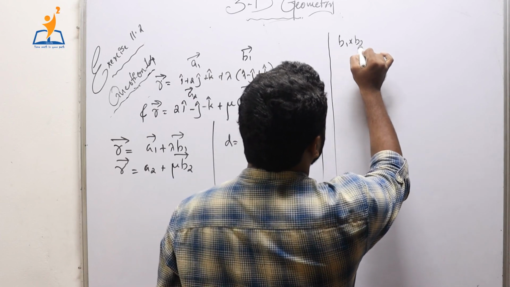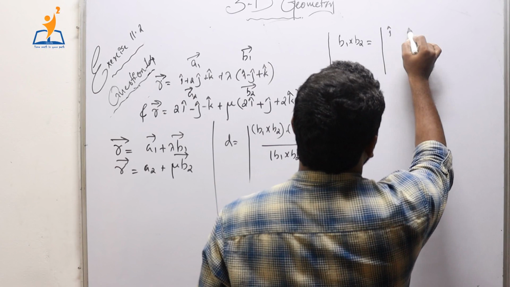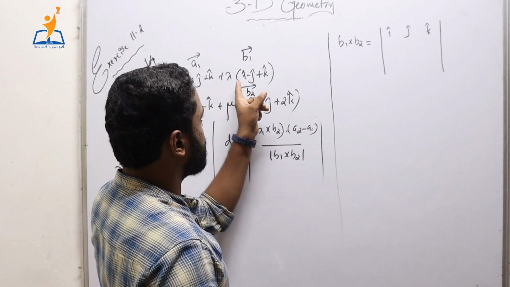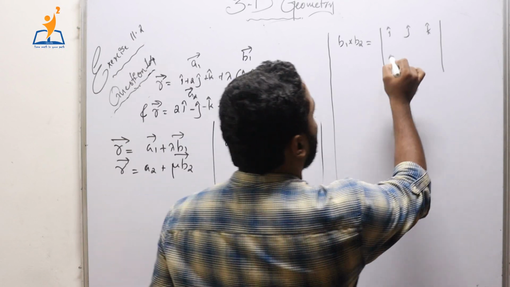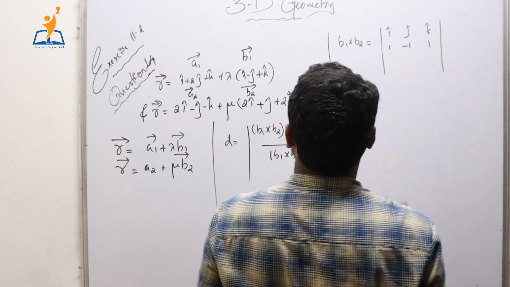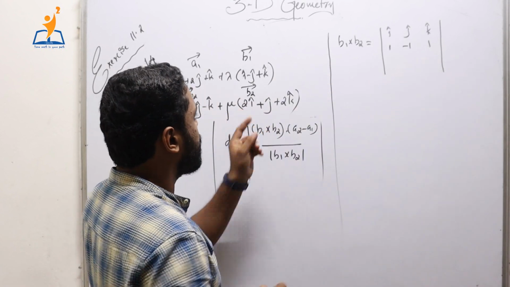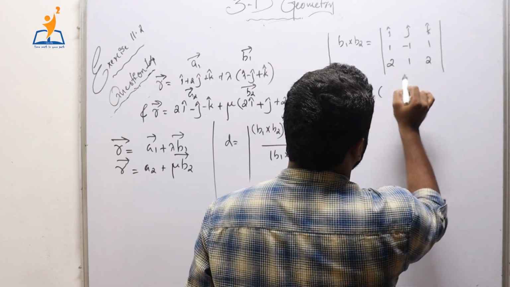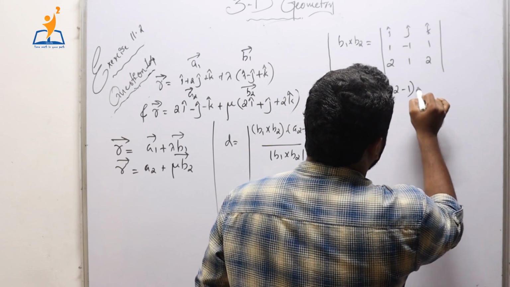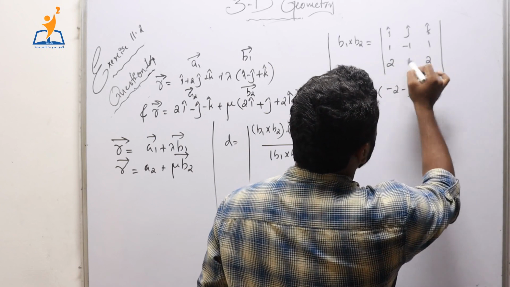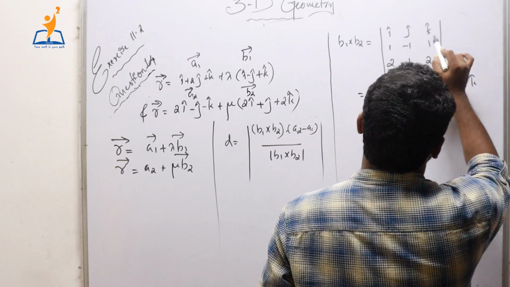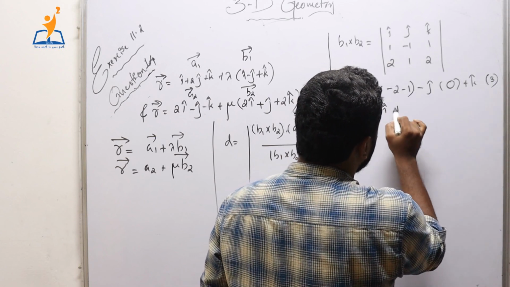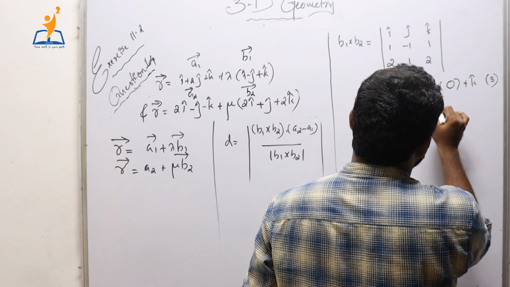First of all, we are going to find b1 cross b2. It is equal to the determinant of i cap, j cap, k cap. The components of the first vector b1 are 1, minus 1, 1 and the components of the second vector are 2, 1, 2. So b1 cross b2 is equal to i into (minus 2 minus 1) minus j into (2 minus 2) plus k into (1 minus minus 2), which is 3. So it will become minus 3i cap plus 0j cap plus 3k cap.